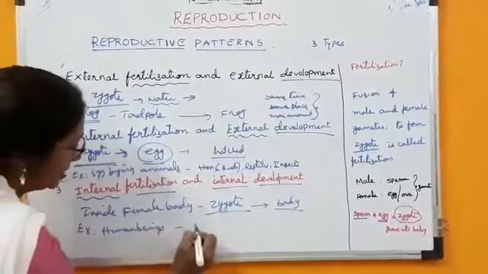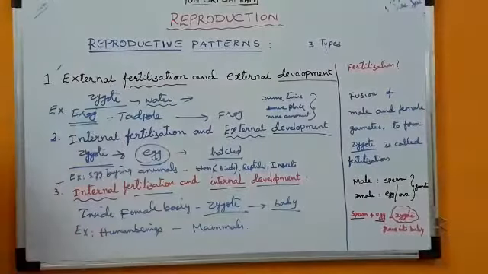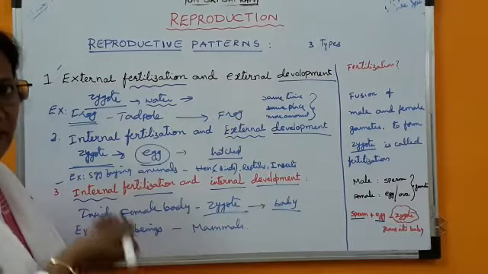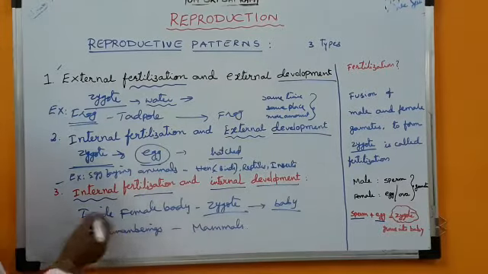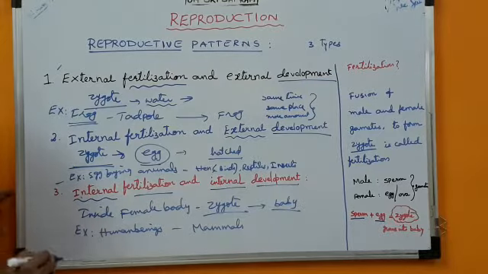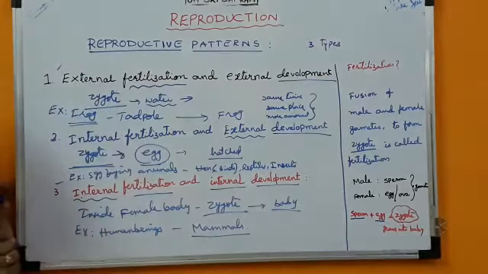all the mammals, you can call all the mammals, like elephant, dog, cat, all these animals will come under this type. Which one? Internal fertilization and internal development. All the mammals. Is it clear, children?